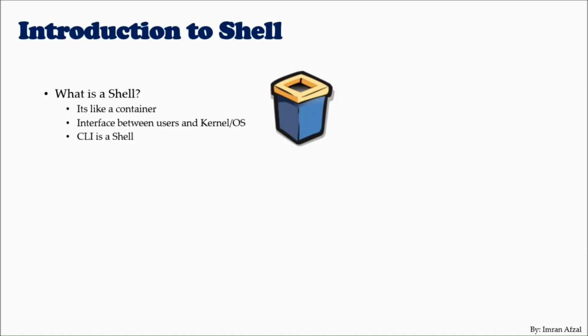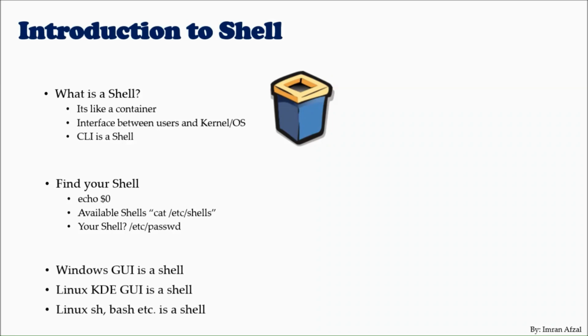That is your shell. To find your shell, you could run a command like echo $0, which will tell you what shell you are in. You could also get a listing of all the shells in your Linux distribution by running the command cat /etc/shells. Your shell is also defined inside the file /etc/passwd.